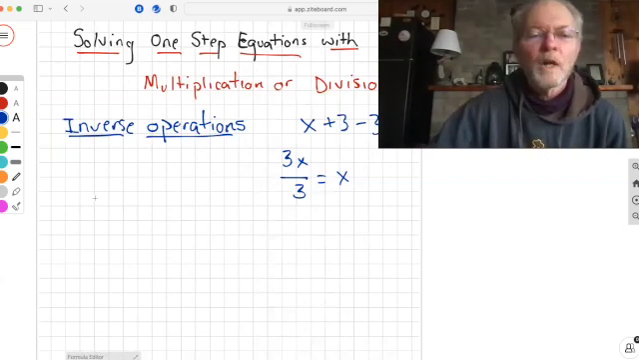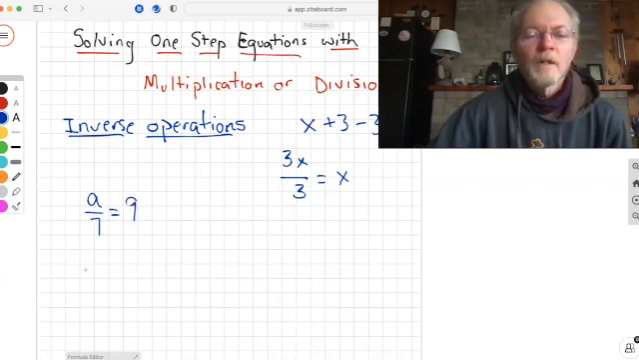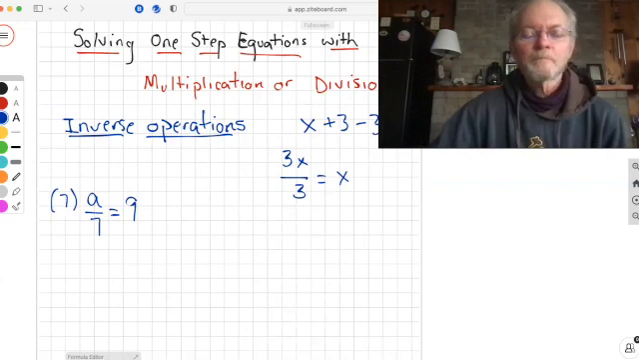Suppose I have the equation a divided by 7 is equal to 9. Well, if I want to solve for a, a is being divided by 7 here. So how can I undo divided by 7? Well, I will use its inverse operation, multiply by 7. If I do that on the left side of the equation, to keep the equation balanced, I have to do the same thing on the right.